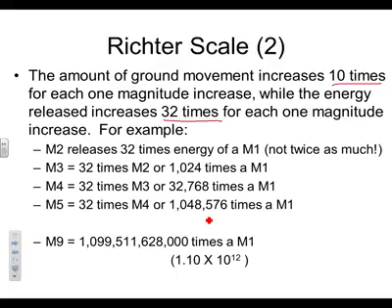When you get to high numbers like a magnitude 9, it's this huge number. So we have thousands, millions, billions, a trillion. So magnitude 9 is not 9 times bigger than a 1. It's over 1 trillion times bigger than a 1. So the power really increases dramatically.